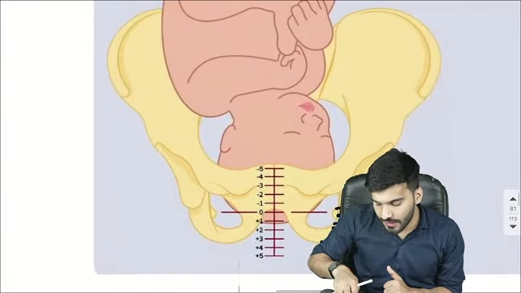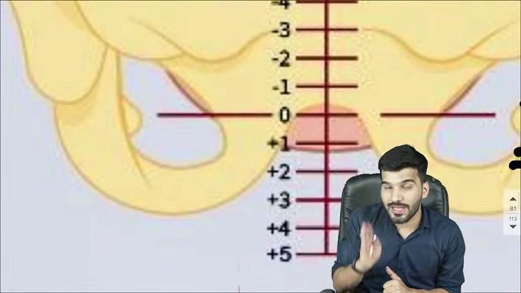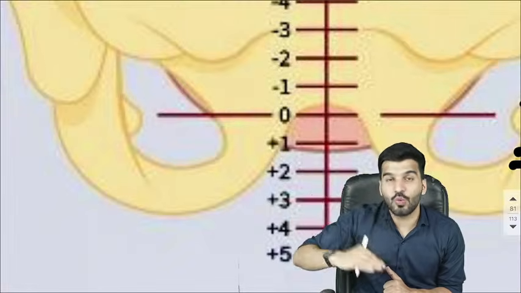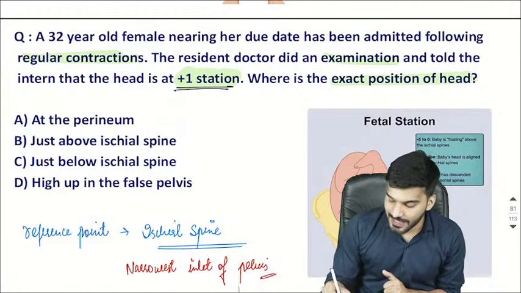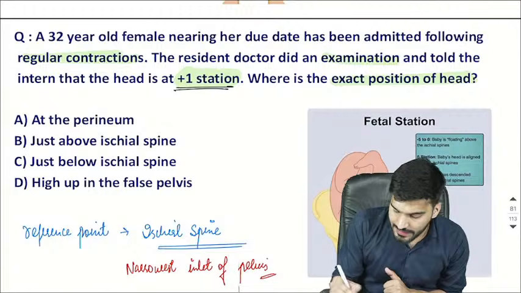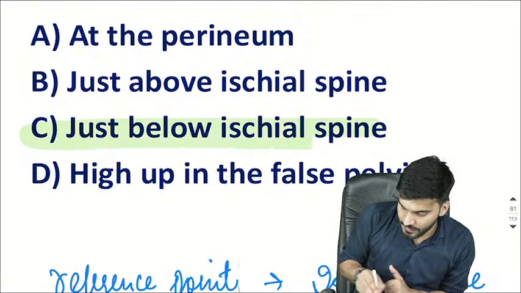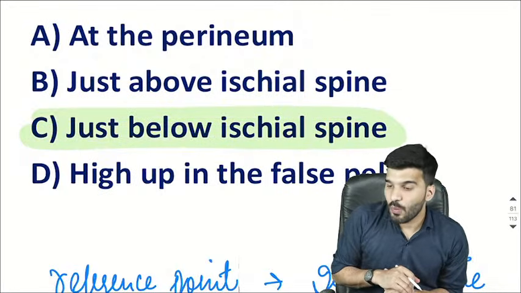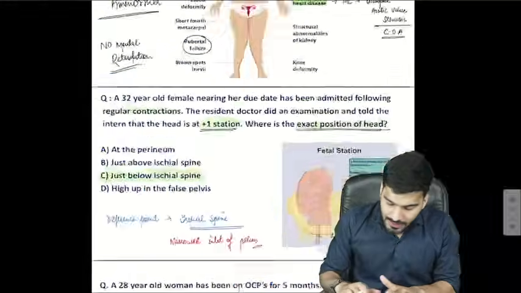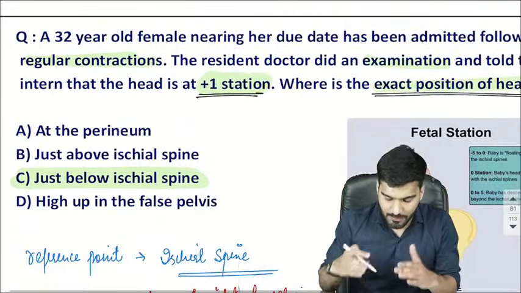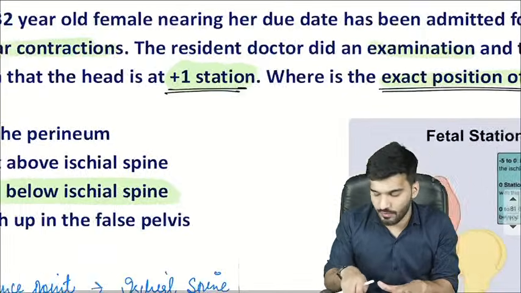So if an image is given like this and the head is at the +1 station, that means the head is below the ischial spine. If +1 station is mentioned in the question, where exactly is the position of the head? Sir, it is just below the ischial spine. Why are we taking the ischial spine as a reference point? Because it's the narrowest part of the pelvis. If the option had been -1, the answer would have been above the ischial spine. If it had been the 0 station, the answer would have been at the ischial spine.